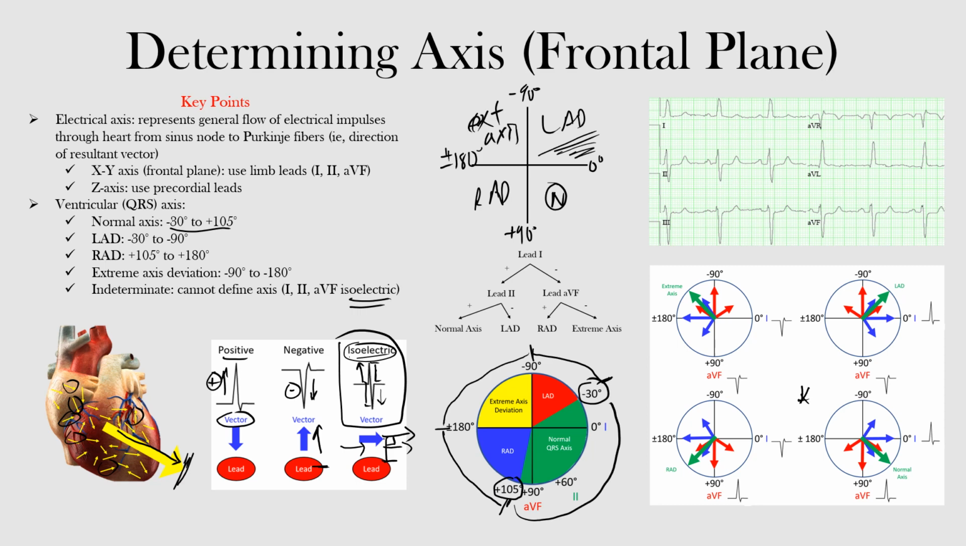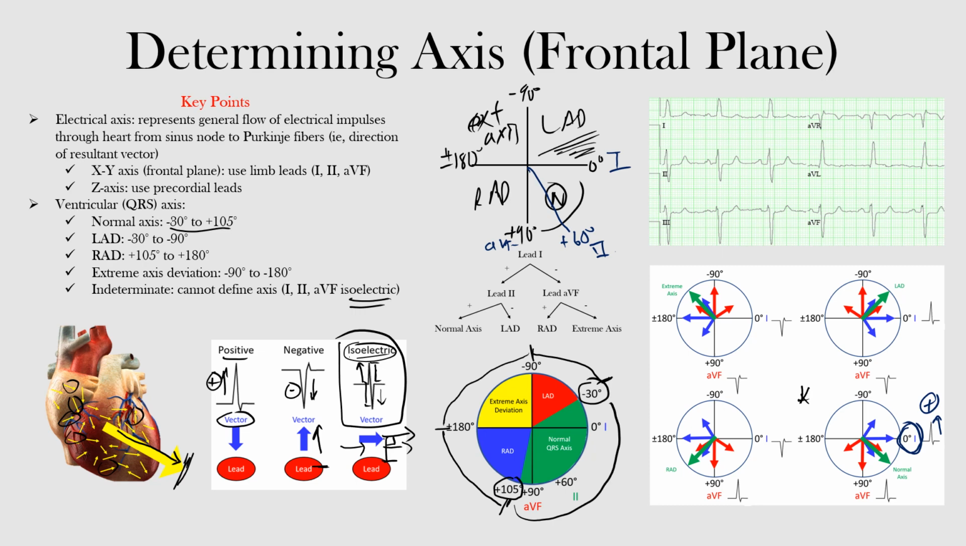Now in this quadrant, we look first at the normal axis. What does that mean? If you look at the ones in blue, those vectors are heading towards lead 1. Lead 1 sits here, lead AVF sits at positive 90, and lead 2 sits here at positive 60. Notice in lead 1 we have a positive complex heading towards it.